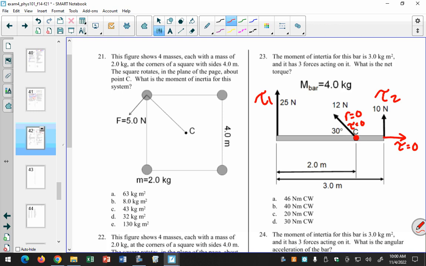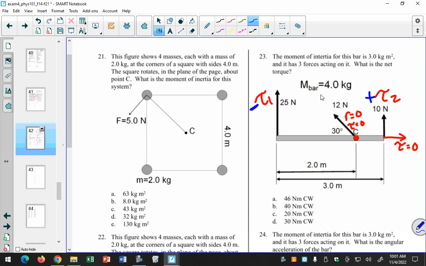Now I need to figure out, are they positive or negative torques? If I imagine this first force pulling up, that's going to cause the object to move in a clockwise direction. So this is going to be a negative torque. This one causes the object to move in this direction. So that's going to be a counterclockwise torque, so it'll be positive. So this one's a negative torque, and this one's a positive torque. It's very important that you get the signs correct.